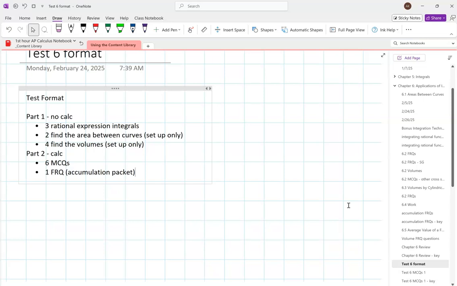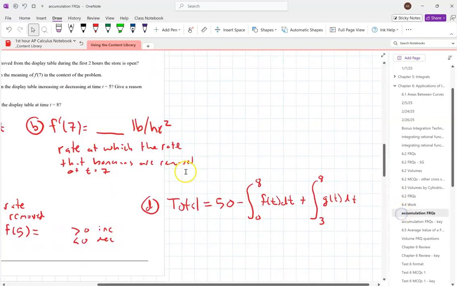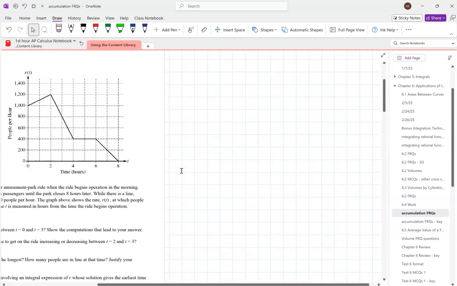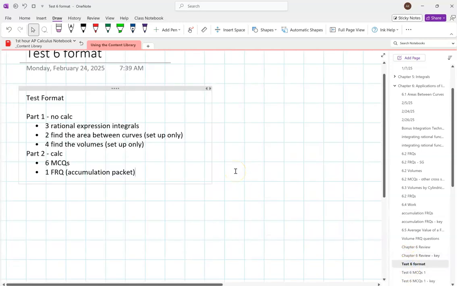In part 2, you're going to have 6 multiple choice questions, and then 1 FRQ style question, similar to the things you're seeing in the accumulation problems. Which again, I dropped those accumulation FRQs. There's 5 of them in there. My suggestion would be to do them. The one you'll see on the test will be almost the same as what you see here with minor modifications. But that's my test format. I hope that sounds reasonable.